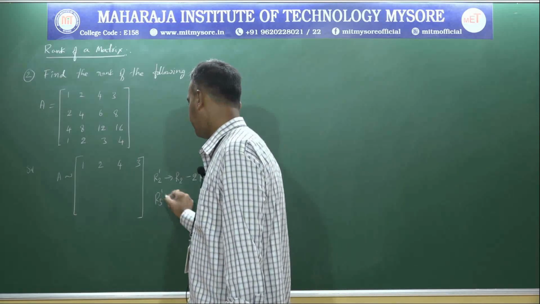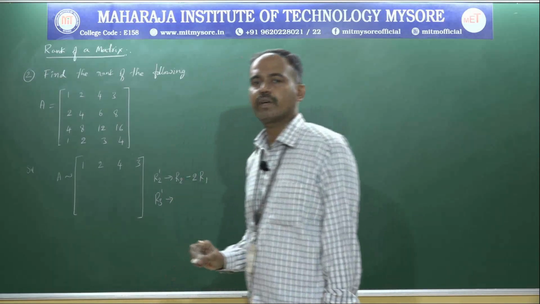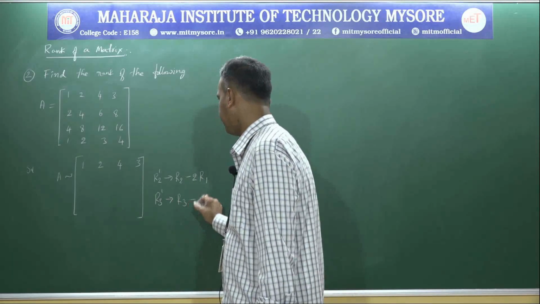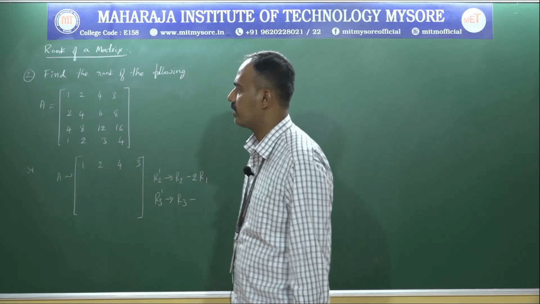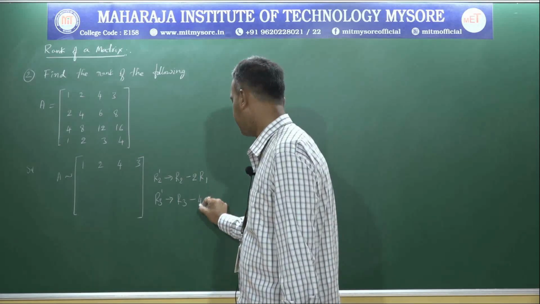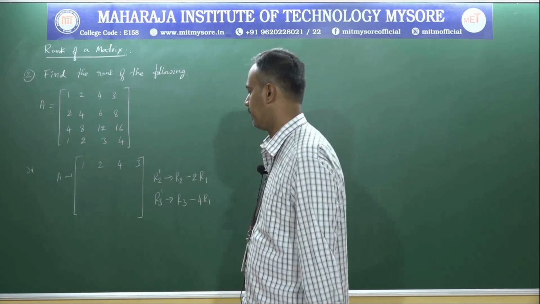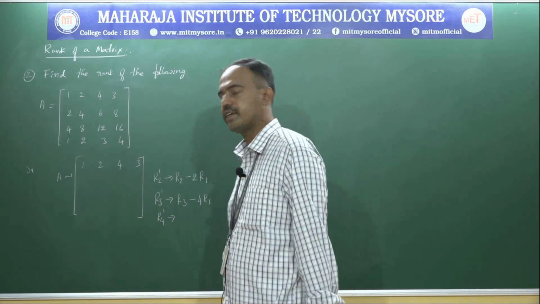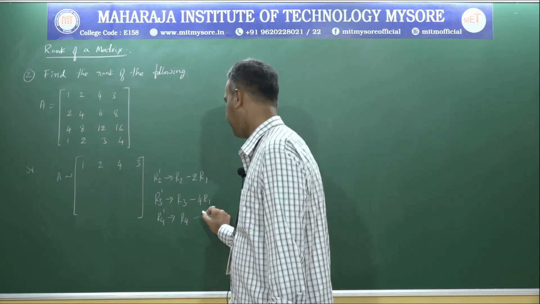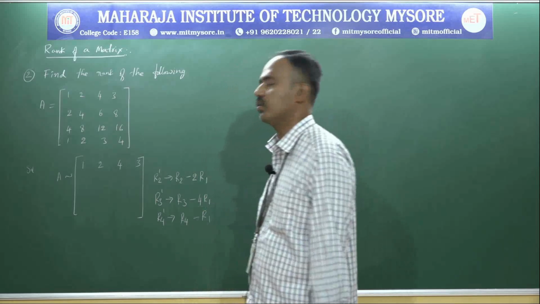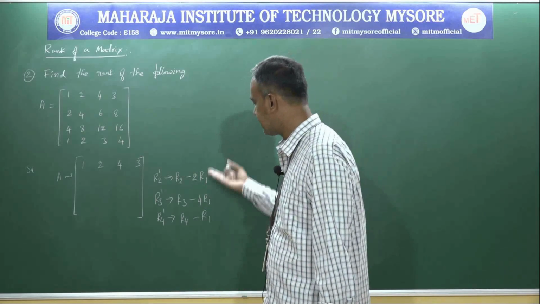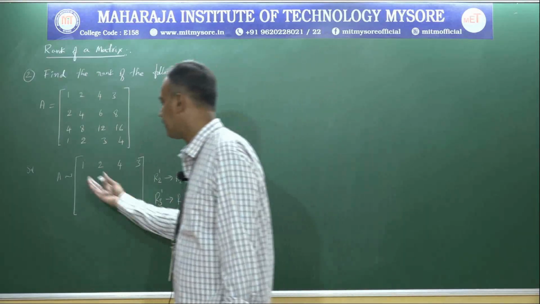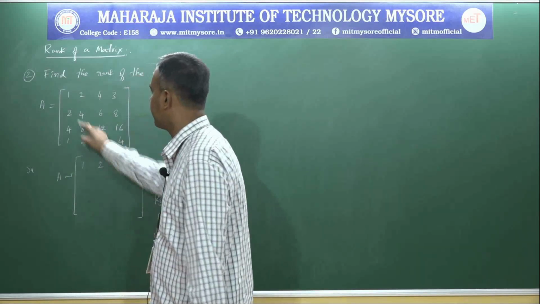The next one, R3 dash, is R3 minus 4 into R1, since 4 is available and we multiply 4 into the R1 element to make it 0. The next one, R4 dash, is R4 minus R1. With the help of these 3 transformations, we represent the elements here as S.